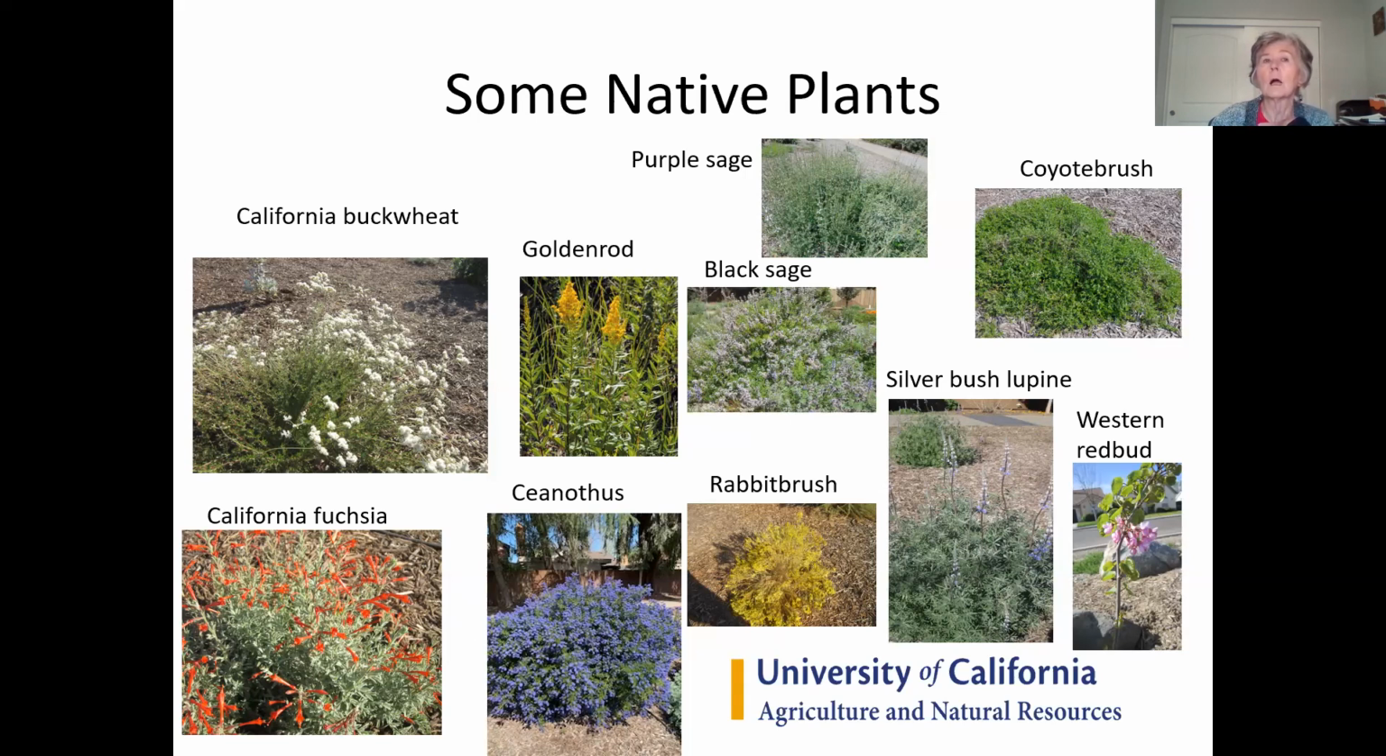Ceanothus is a great one. I have a ceanothus that's blooming right now. Rabbit bush, lupin, and western redbud. So these are all great native plants.